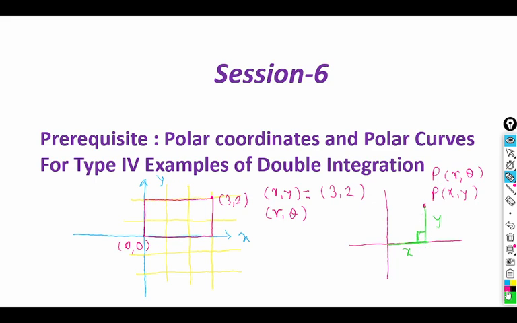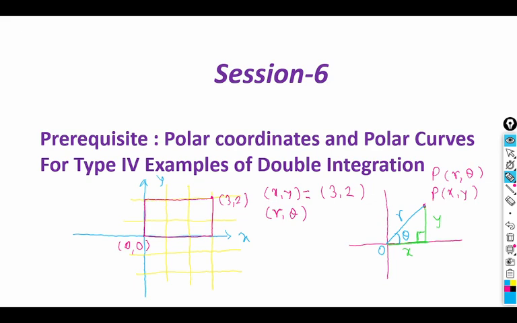Now, if we join the origin with the point P, the length of this OP is known as r. r is the length of the point P from the origin, and theta is the angle made by that OP with the x-axis. So right now all four variables are plotted in the diagram. x and y are the Cartesian coordinates, while r and theta are the polar. From the diagram itself, it is very clear.